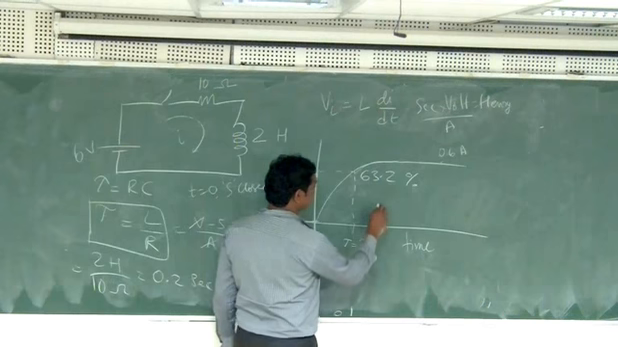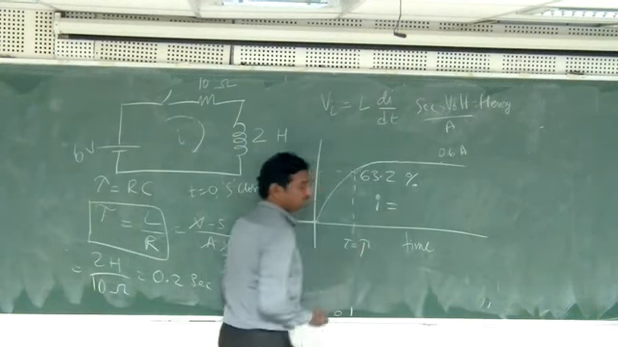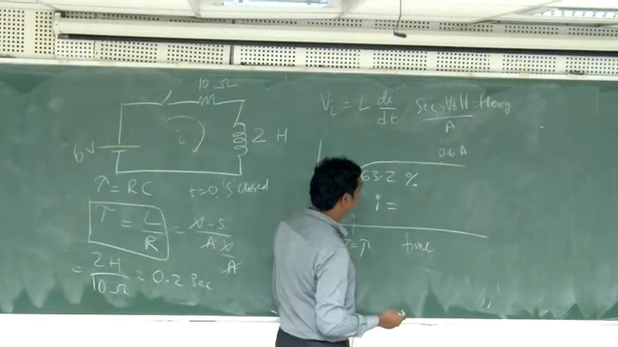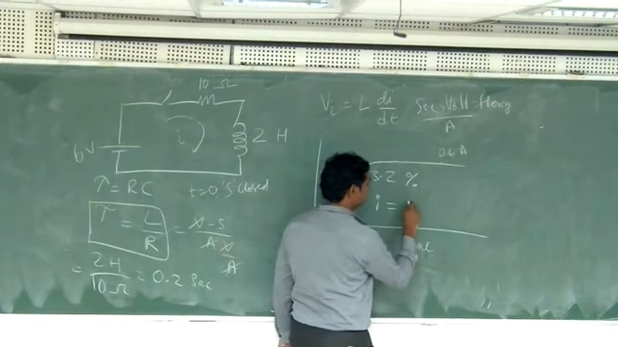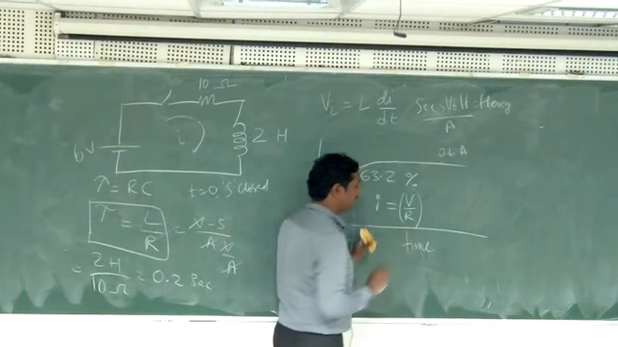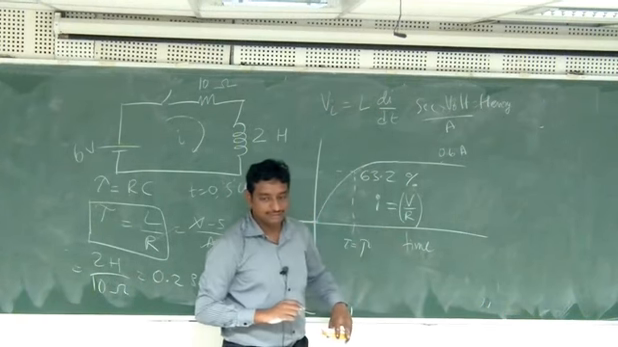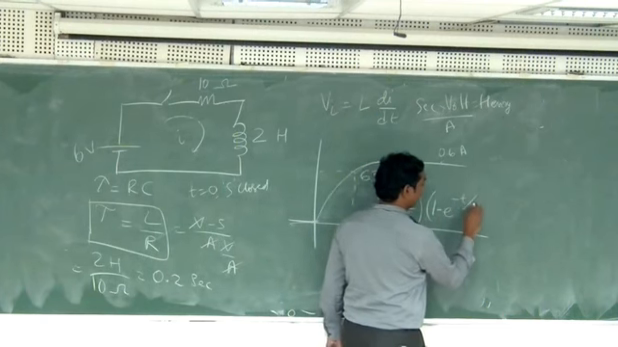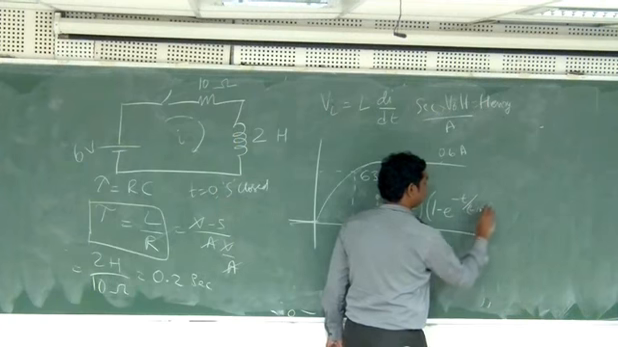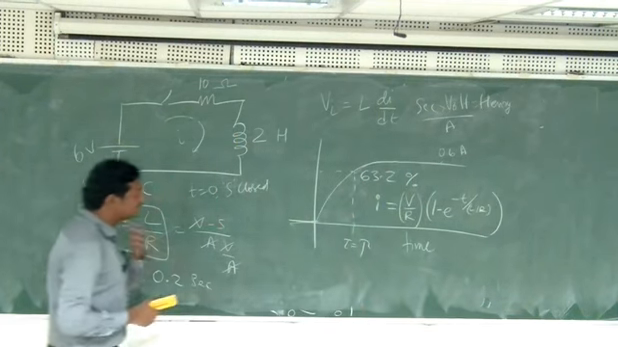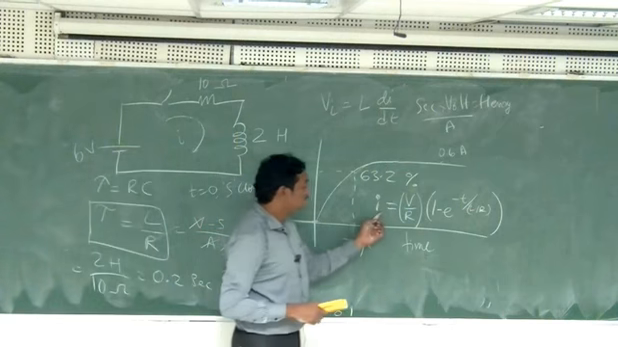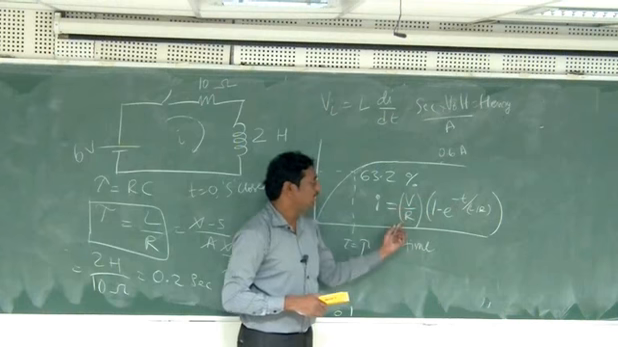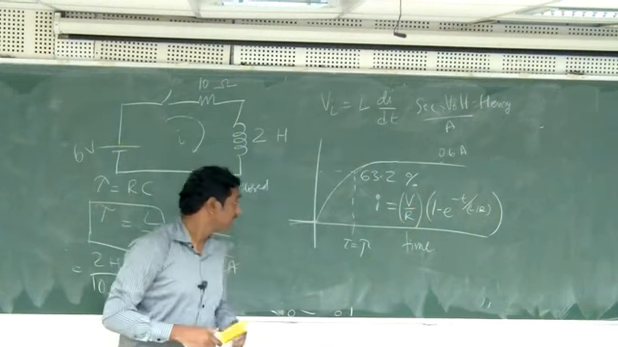So let's write it then. What is the value of I? The final value of I will be V by R, this one, 0.6. This is the final value of I, and the initial value should be 0. So it will be 1 minus e to the power of minus t by tau, which is L by R, something like this. If I substitute t equal to 0, I will be 0, and if I substitute t equal to infinity, e to the power of minus infinity is 0. So V by R is the current, that's nothing but 0.6 amperes.